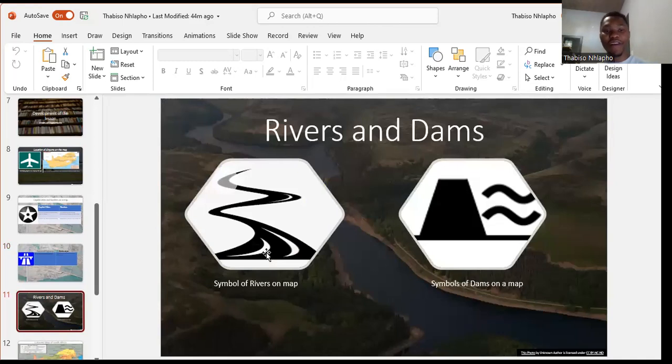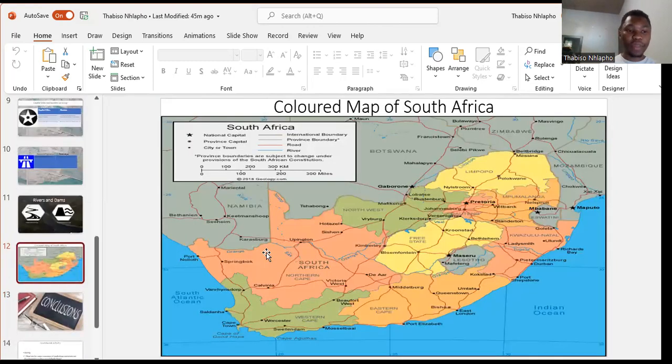Moving on, we have rivers and dams. When you think about a river, when you think about a dam, just think about water, like too much water. On the left, we have a symbol of a river on a map, and we have symbols of dams. So if you are looking for a river on the map, you know which symbols to look at. And if you are looking for a dam on the map, you know which symbol to look at.